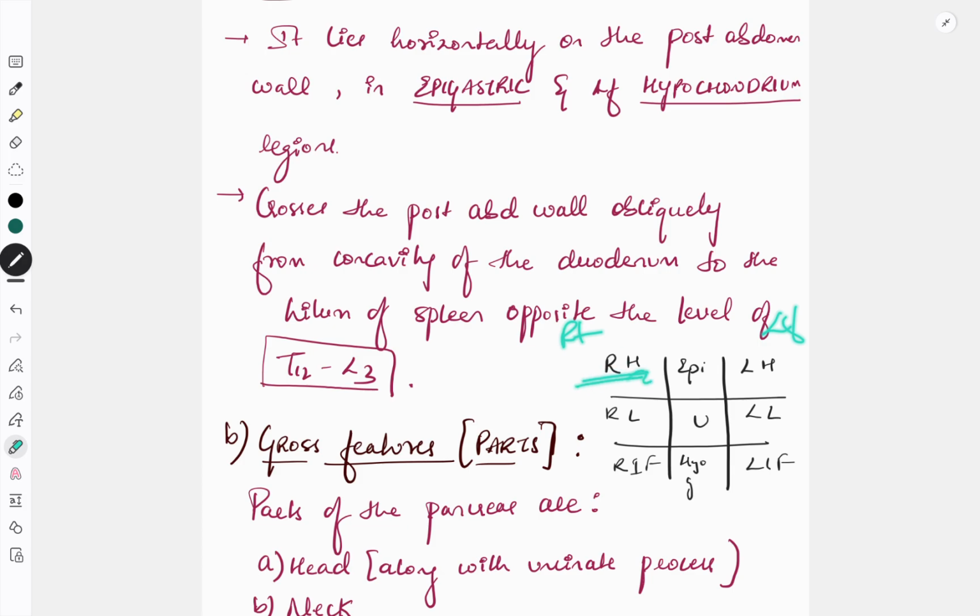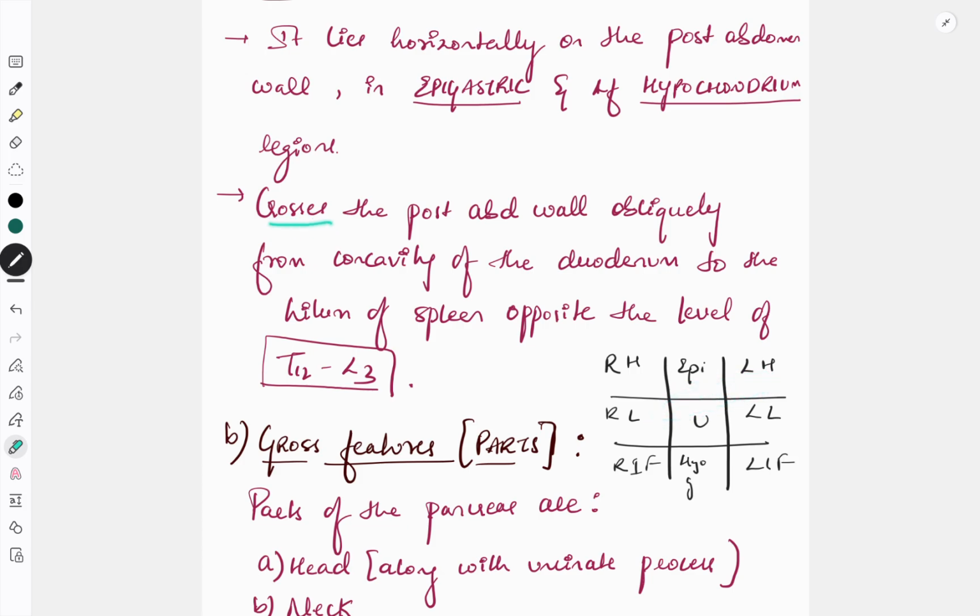So this will be the right hypochondrium, this will be the left hypochondrium, this is the right lumbar, left lumbar, right iliac fossa, left iliac fossa. This is the epigastric, umbilicus as well as hypogastric. So roughly the pancreas lies between the left hypochondrium and the epigastric region. In this region is where your pancreas lies.